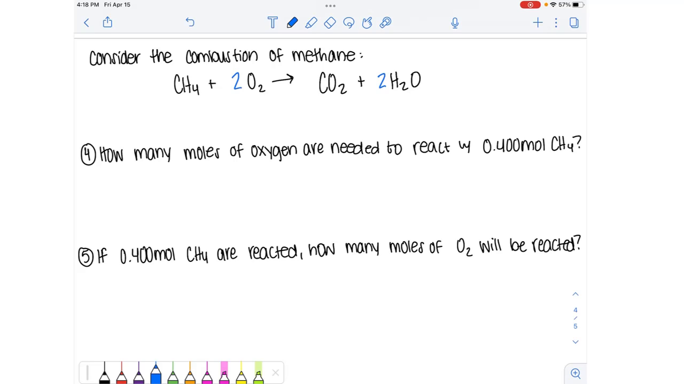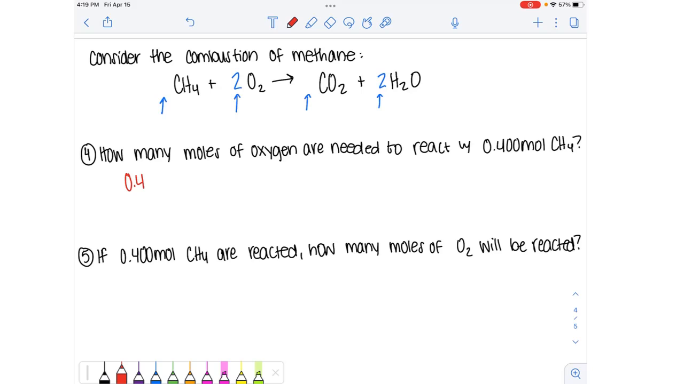Now we can start using conversion factors. We can start using mole ratios now that we have the balanced reaction. So if we're going to try and figure out how many moles of oxygen are needed to react with 0.4 moles of methane in this reaction, we have to think about our mole ratios in the reaction. This reaction tells us in order to make this work, we need 1 mole of methane to react with 2 moles of oxygen. When this happens, we're going to get out 1 mole of carbon dioxide and 2 moles of water.